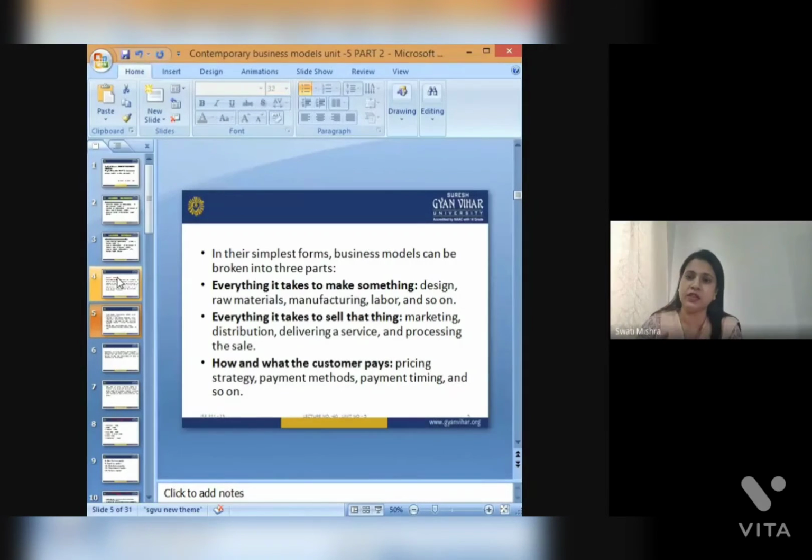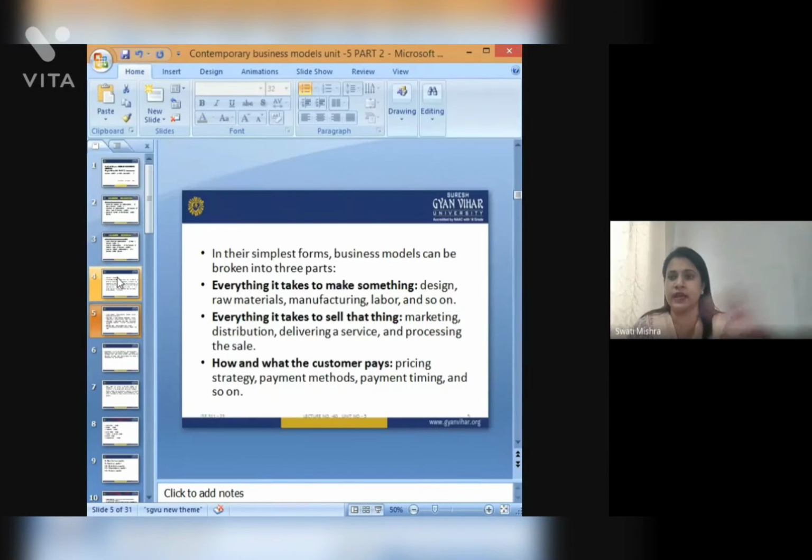Secondly, everything it takes to sell that thing, right? Which means whatever you are producing, your product, your services. Everything that would be required to sell your product, right from marketing and distribution to delivering a service, and of course to process the sale. And by process the sale, it doesn't only mean to just sell it and be done with it.